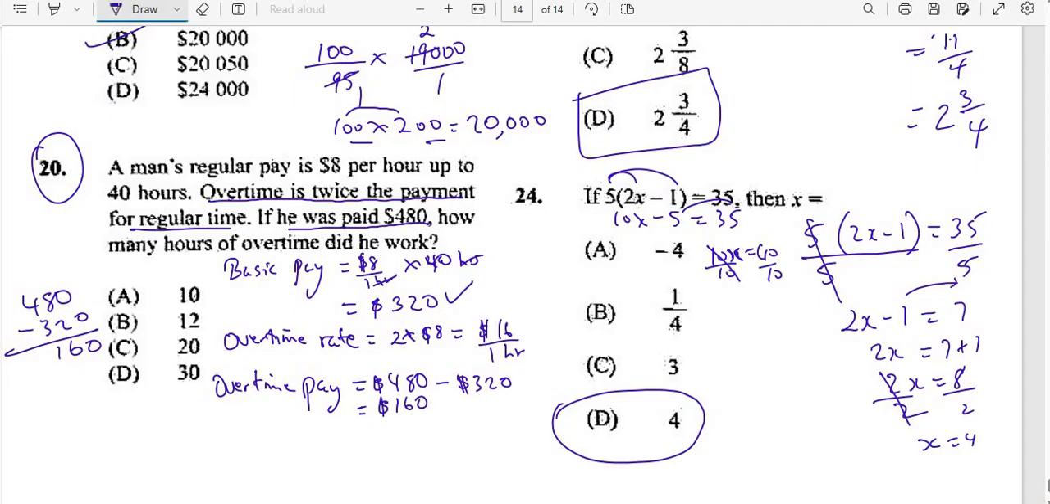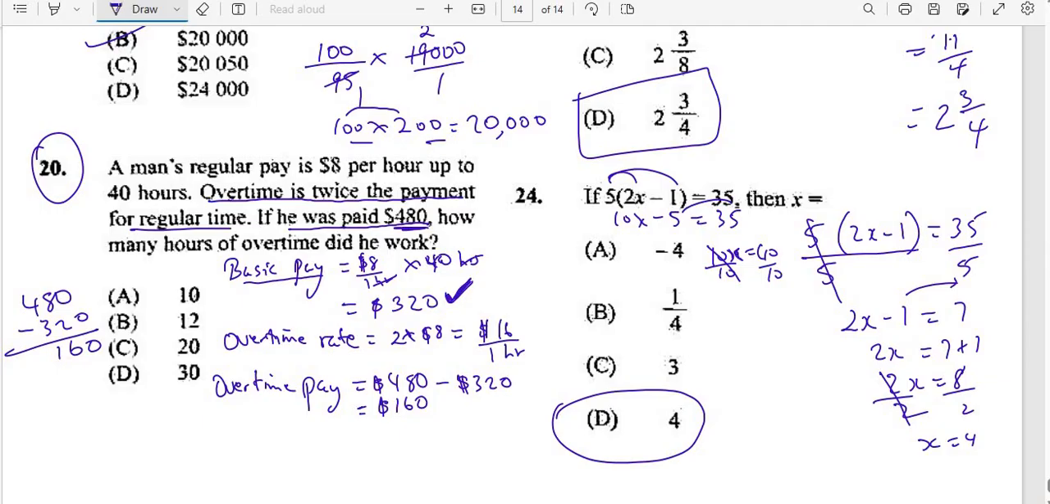Because remember, for his regular rate, he's getting $8 per hour for 40 hours work. So he got 320. So 320 of that is the regular hours work as a payment, $320. But he got $480 for pay. That means he got more than the 320. And anything more than the 320 came as a result of working overtime. And so we want to find out how much money he got paid overtime. So we subtract the 320 from 480 to get 160.